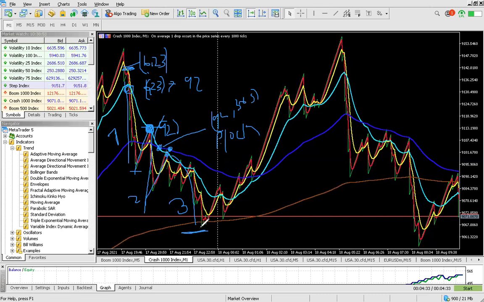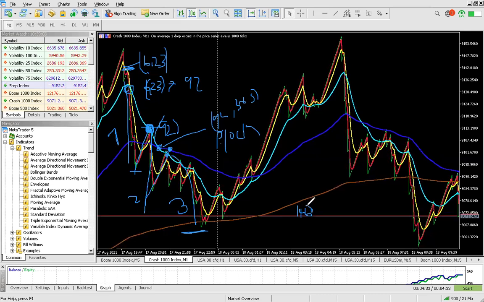Now, after level 3, the market will reverse. And if the market hits or reaches level 3 before it crosses this bigger EMA, this 1460 EMA, it will not continue going the direction that it was going. It's a complete reversal, so it will go up.